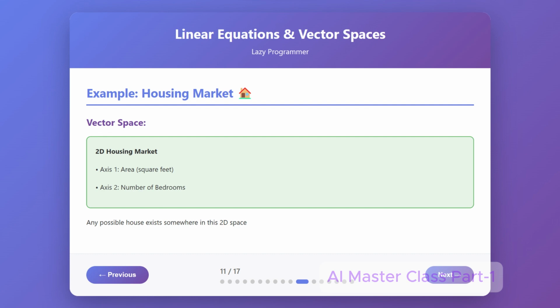Now every house is defined by two features there: area and number of bedrooms. You can visualize this as a 2D graph where one direction represents the area and the other represents the number of rooms. Now any house that could possibly exist, be it a tiny studio or a massive mansion, will live somewhere on that 2D space. Now let us look at your input data, which is your vectors.